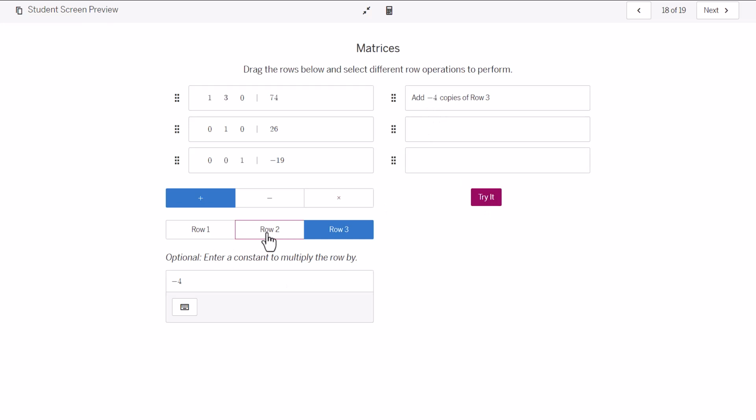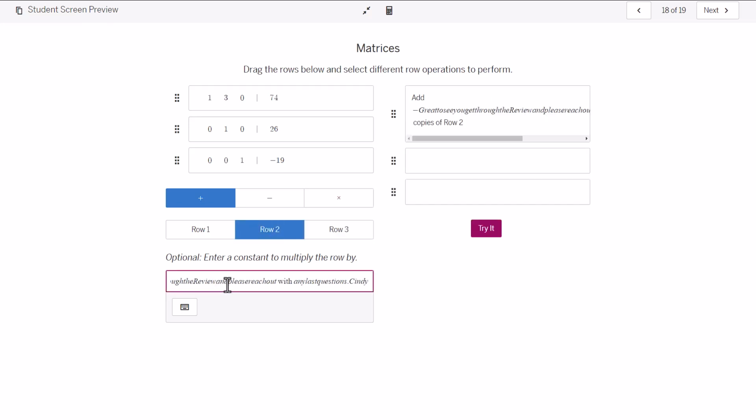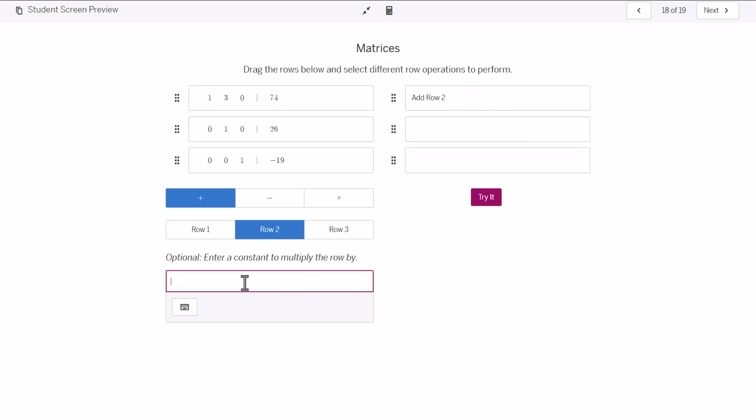And then finally, I could take row 2 times -3. So row 2 times -3 plus this 3 is going to turn that into a 0. And now I'm done. I have my 1s down the diagonal. Everything else is 0. So this means x is -4, y is 26, and z is -19.